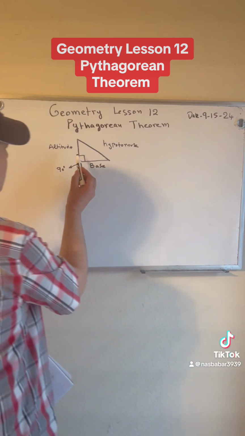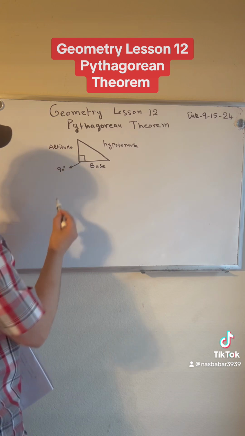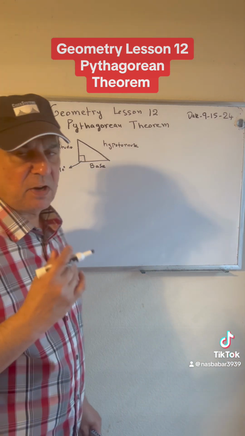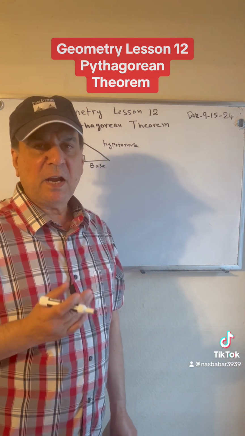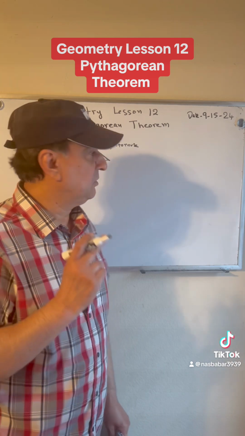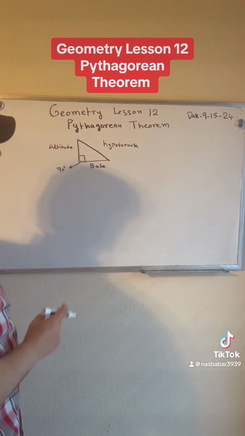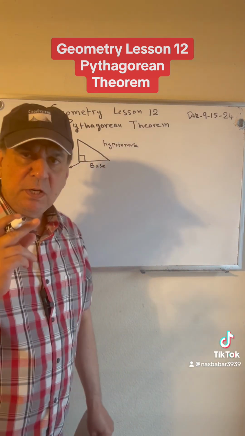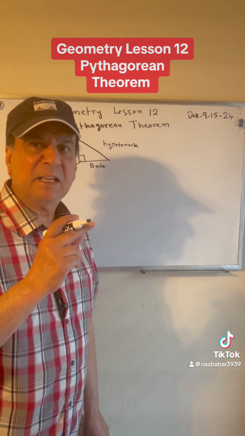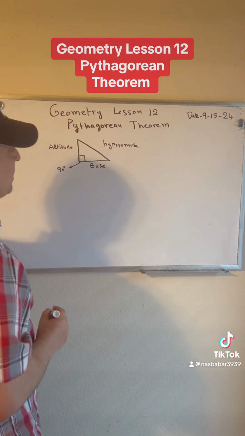This triangle right here, this angle right here is 90 degrees. So that is the reason it's a right angle triangle. Every right angle triangle will have one angle of 90 degrees. Okay, so this right here is 90 degrees, and Pythagorean theorem only applies to right angle triangles. So this right here in front of you is a right angle triangle.